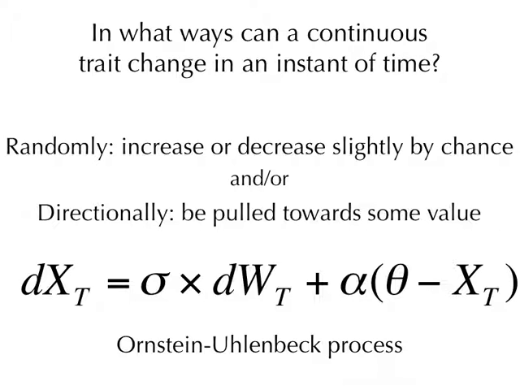So it's all Greek to us, right? Beta, alpha, sigma. Theta represents the optimal value. So if theta is 5 and x is 6, what's our displacement for this value? -1, right? So we pull towards 5 from 6. If we're at 4, we pull up.